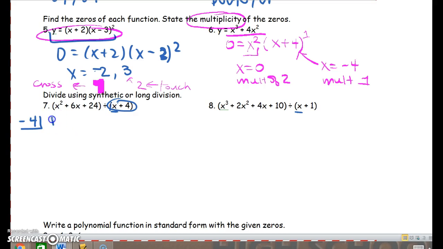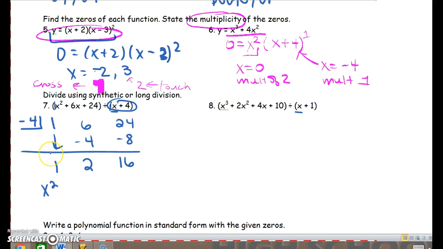Then we line up the coefficients. The coefficient of x squared is 1, then 6, then 24. So we'll draw a little line under it. You drop the first number, you multiply to the number in the box, and then you add the columns. So 6 and negative 4 give you 2. Multiply to the number in the box, we get negative 8, add, we get 16. So in this case, it was an x squared, but we're dividing by x. So when you take an x away, it is now just a plain old x. So x plus 2 with a remainder of 16, or in other words, x plus 2 plus 16 over x plus 4.